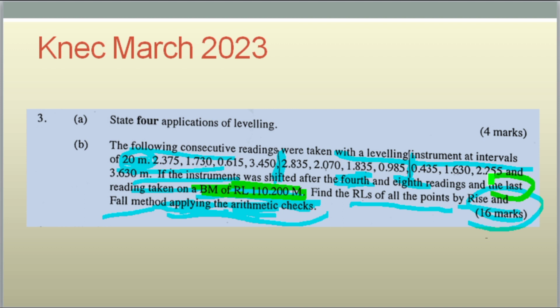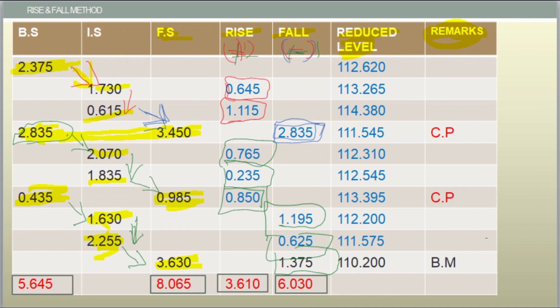After finishing that, we were given in our question the reduced level of the benchmark that was taken on the last reading. So here we have a reduced level of 110.2 meters taken on the last reading of that instrument. Having seen that, here we have our last reading taken on the benchmark. In all the other questions we start with the benchmark being on the first point, but here we have been given it on the last reading.